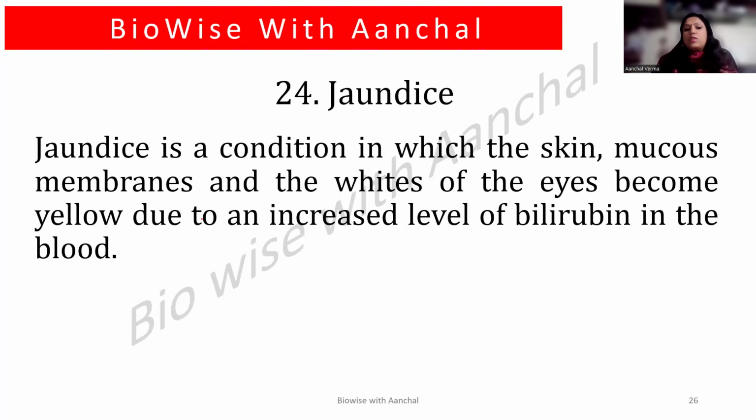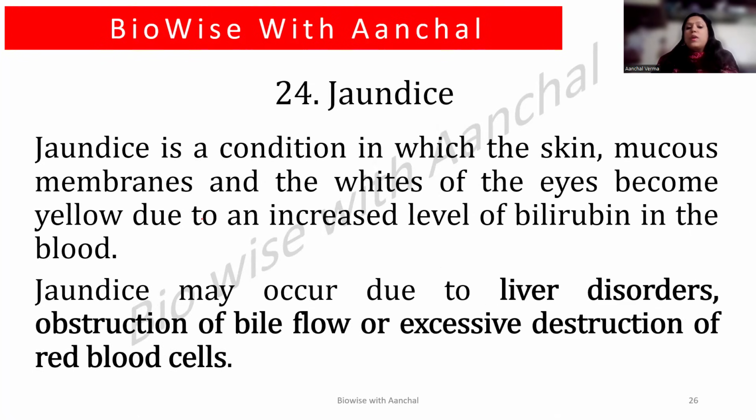Next one is jaundice. Jaundice is a condition in which the skin, mucous membrane, and the white of the eye become yellow due to the increased level of bilirubin in the blood. Since the kidney is not filtering it out, and the liver is also not able to remove this waste, it gets accumulated in the blood. So jaundice may occur due to liver disorders, obstruction of bile flow, or excessive destruction of red blood cells. Bilirubin basically is removed in the process of defecation.